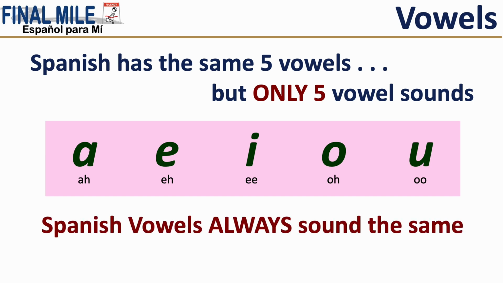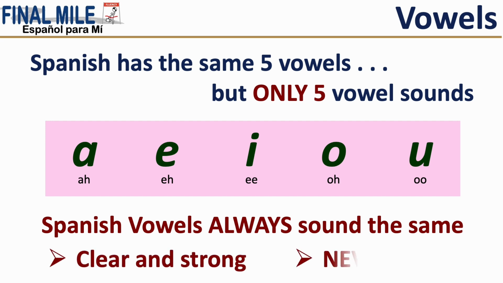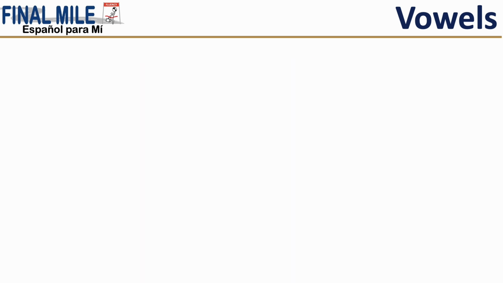Spanish vowels always sound the same. So you look at it and you think this couldn't possibly be any easier. But where we stumble is when we look at a word and our brain has been reading English words all our lives, and so we go ahead and sound it like we do in English. Okay. In Spanish, they are clear, they are strong, and they are never short.